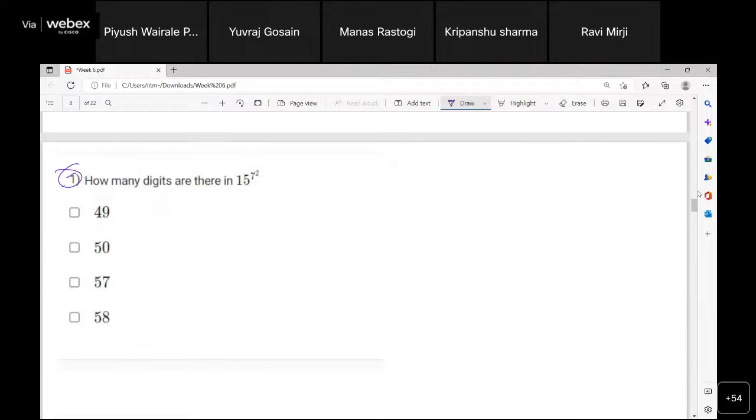Now this is a unique question. How many digits are there in this particular term? Now tell me how to approach this question using log. Anyone? No idea, sir. The number of digits we have to find out, right? Anyone, any idea? Give some time.